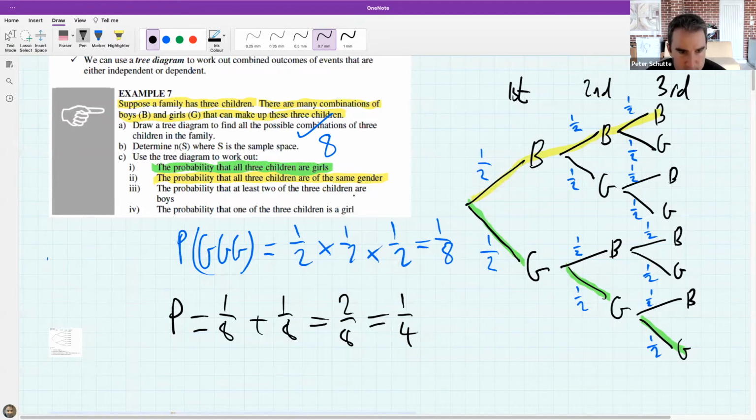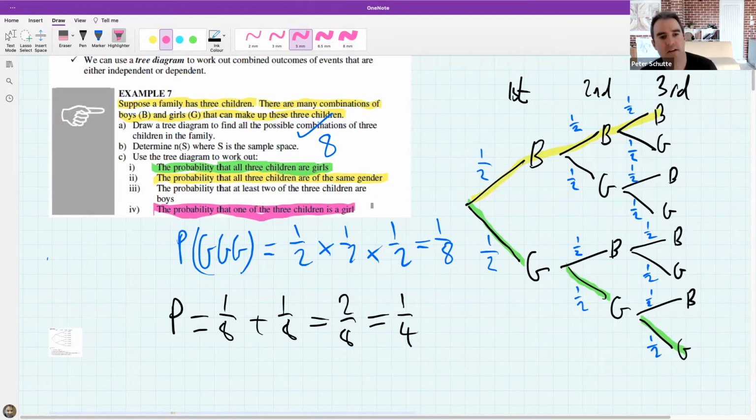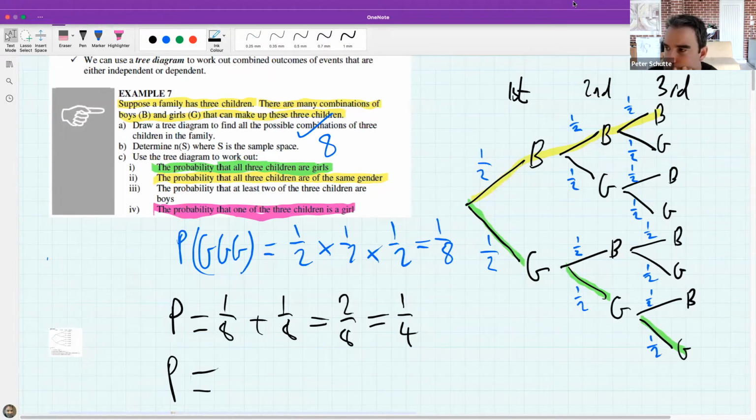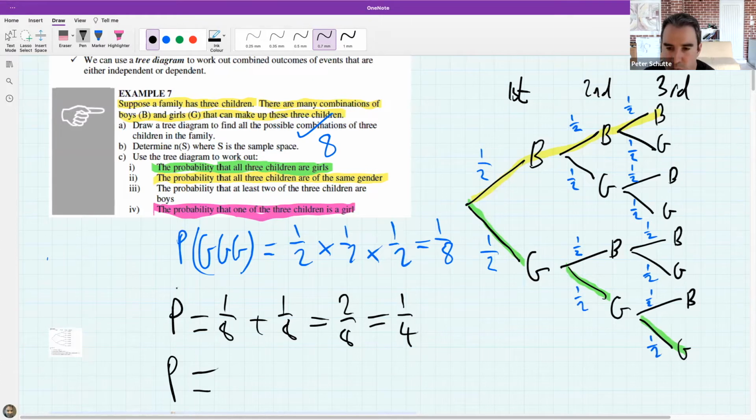Okay, so now let us skip 3. Let's go to 4. Let me ask you this. What is the probability that one of the 3 children is a girl? So let's go to this one. Leave out the third one. I just want to see, can you do this one here? What's the probability that one of the 3 children is a girl? For this one, think about how many branches are relevant is my tip.